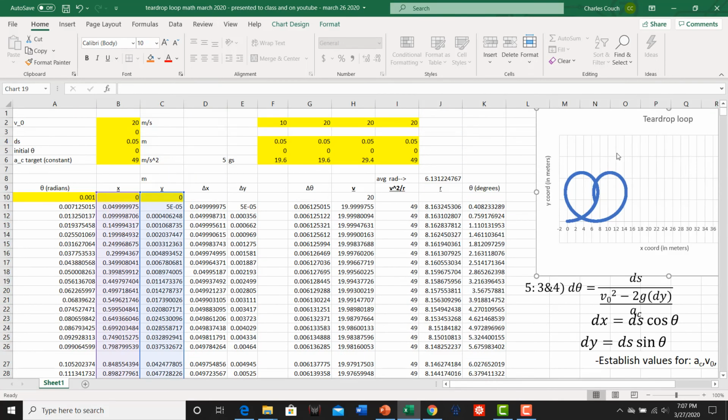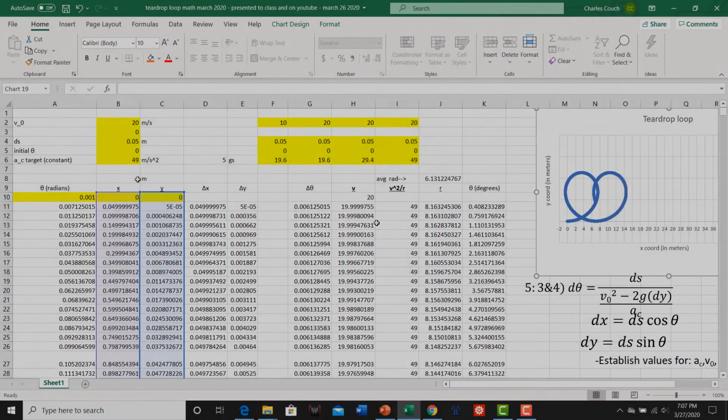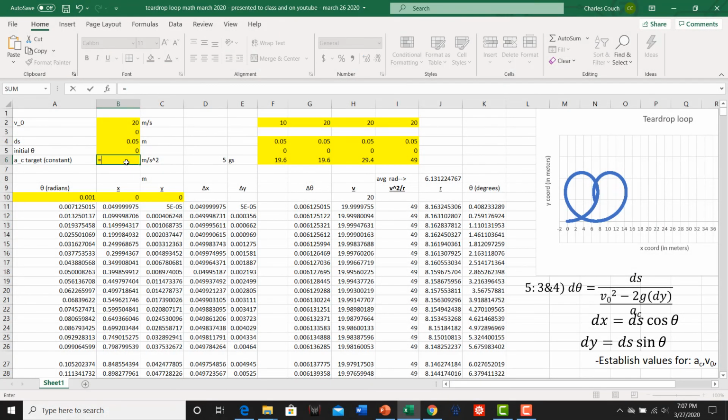Okay, again, it makes perfect sense. And that's what a teardrop loop is all about. You'll have the smallest radius where the velocity is the smallest to provide a constant centrifugal acceleration throughout the entire loop. What about if we change this to 3 Gs?